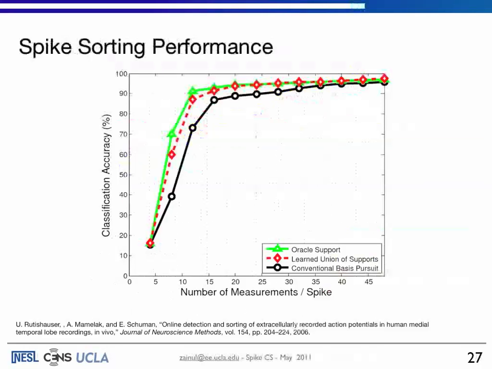I'm just going to skip this for lack of time. So this is the sorting performance, which is what the neuroscientists care about also. The green one is the Oracle one, and the red one is our proposed technique, which is called the learned union of supports. And the black one is the conventional method, and we're at about 14 or 15 measurements to get 90% accuracy, instead of 48 or 64 measurements per spike.